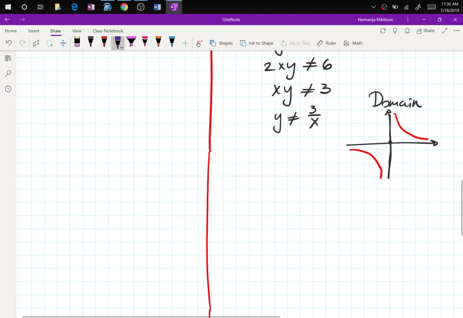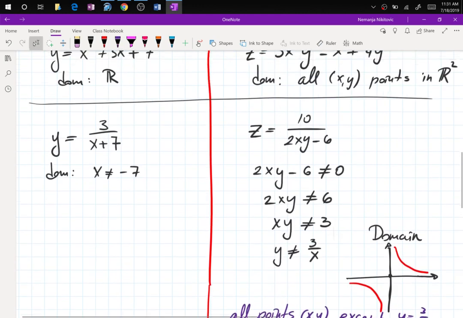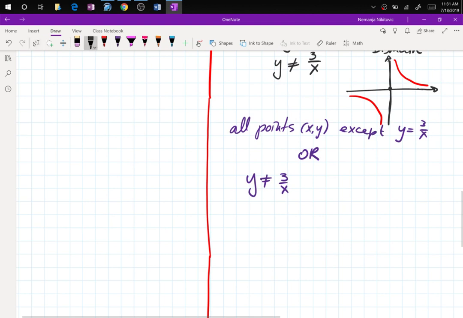So your answer is either all points xy except y equals 3 over x, or you will just say y cannot be 3 over x. It's understood that all other points work. You are just stating it. So either one of these two, but you cannot put this as crossed out. All right, so next example, just to show again that we are working with the same ideas.